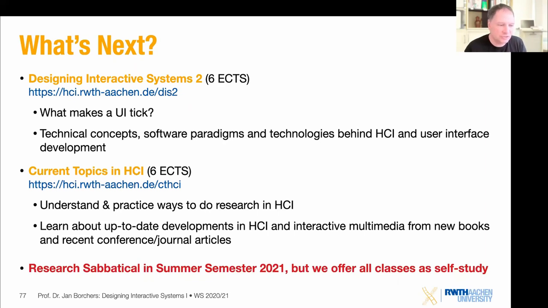And then there's this class, Current Topics in HCI, in the summer, that is about understanding and practicing ways to do research. So on the one hand, it's a really good class if you want to prepare yourself for writing a thesis at our lab. In general, you will be learning the scientific methods of running controlled experiments and creating validated scientific results, which is the status quo in not just HCI, but academic research pretty much everywhere.